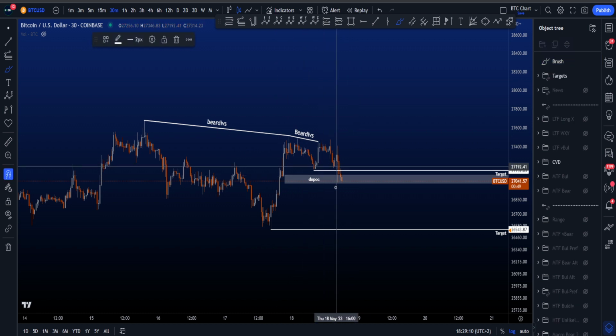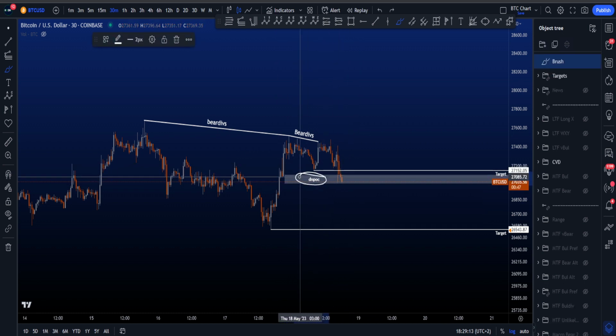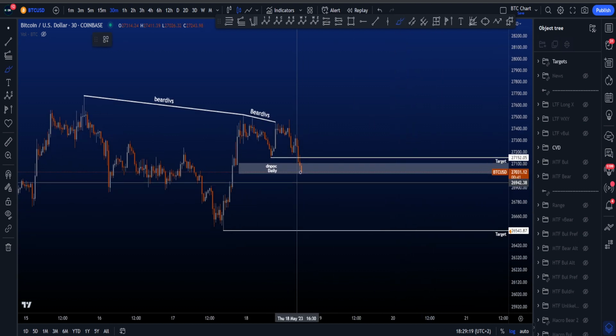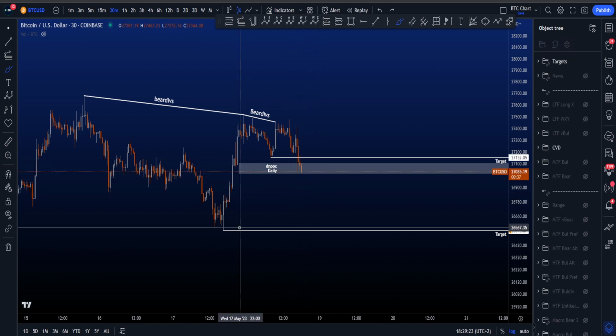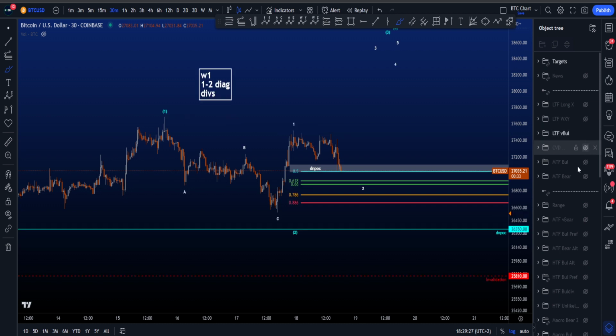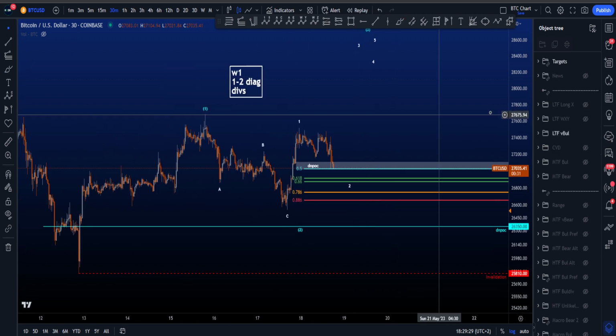Now this low has already been taken. This is a very important target box in my opinion, which sits between 27.1k and 27k, and I do believe that if price is going to push through this target box, which it might do as it stands now, we're going to be looking for this low over here. So let's then look at the scenarios that we have on the lower time frame.